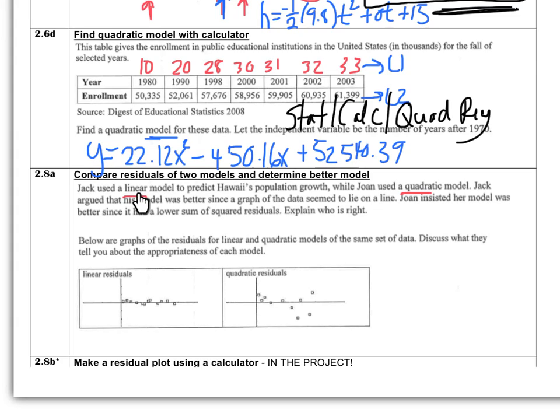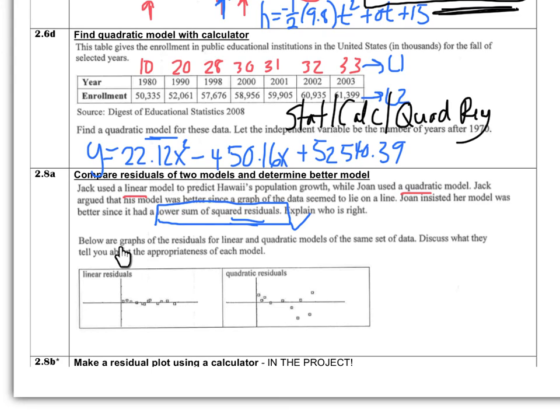Now it looks as though when Jack did it, he thought that his line crossed many of the points and it looked great. But again, Joan had the lower sum of the squared residuals. The lower sum of the squared residuals always wins over anything. You cannot rely on what the picture says. What the numbers kick back is going to be the right answer. So in this case, it's Joan.